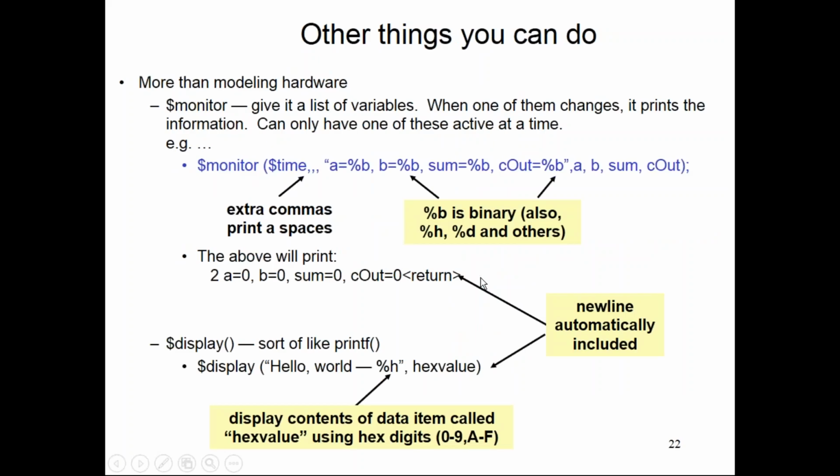So that number of commas is specifying the spaces. Percentage B is binary, and you have hexadecimal, decimal, and octal.